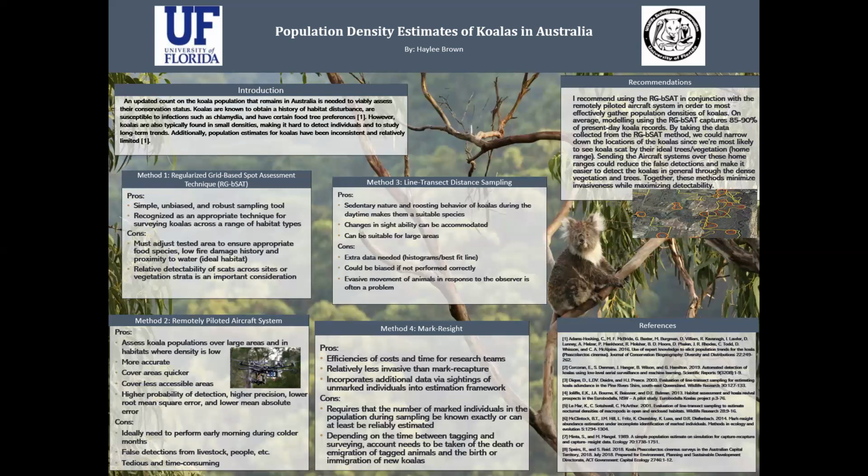Some of the pros to this is that there's efficiencies of cost and time for research teams. It's relatively less invasive than mark-recapture and incorporates additional data via sightings of unmarked individuals into the estimation framework. On the other hand, there's some cons: it requires that the number of marked individuals in the population during sampling be known exactly, or can always be reliably estimated. And depending on the time between tagging, you need to account for the deaths and the births and immigration, and so on.